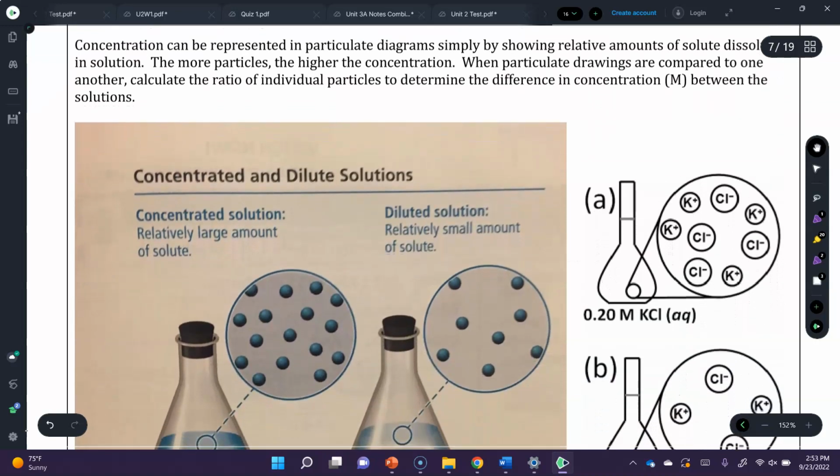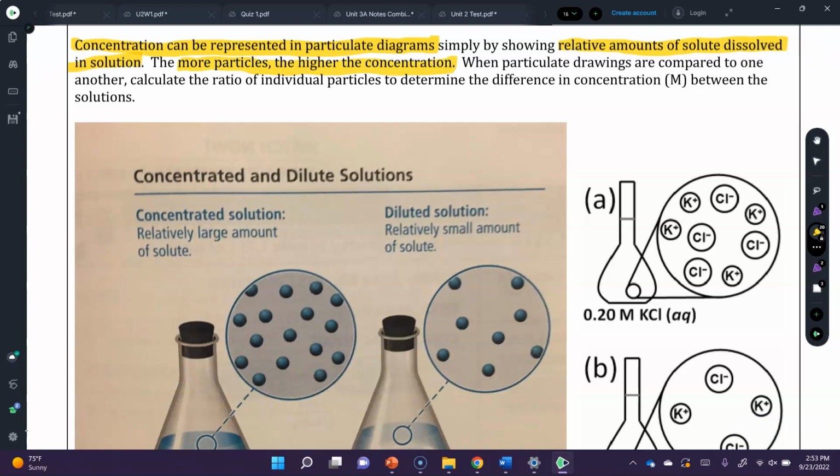Concentration can be represented in particle diagrams as well. And this is drawn by just showing relative amounts of solute dissolved in solution. The more particles, the higher the concentration, so you would then draw more. When particulate drawings are compared to one another, you calculate the ratio of individual particles to determine the difference in concentration between them.